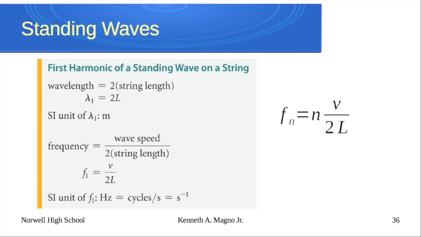So to figure out the first harmonic or any harmonic of a standing wave, we end up with this equation: Fn is equal to n times v over 2L, where L is the length of the string, v is the velocity, that wave speed, and n is the harmonic number. Is it the first, second, third, fourth, fifth harmonic that we're looking for?